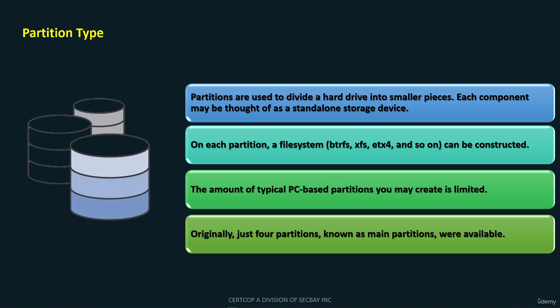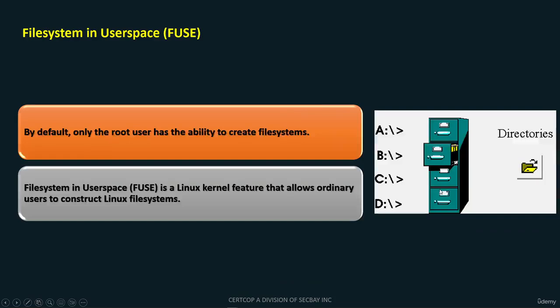The number of partitions you may typically create is limited. Originally, only 4 partitions, referred to as primary partitions, were permitted. Then we started getting into extended partitions. By default, only the root user has the ability to create file systems, as it should be. Filesystem in Userspace, or FUSE, is a Linux kernel feature that allows ordinary users to construct Linux file systems.